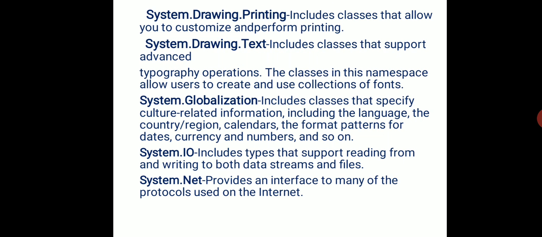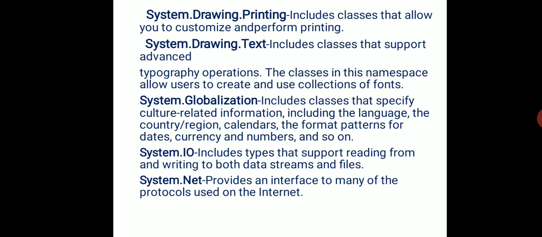So next one is System.Drawing.Printing. It includes classes that allow you to customize and perform printing. For printing also you will have to include a system library, that is System.Drawing.Printing. And next one, System.Drawing.Text. It includes classes that support advanced typography operations. That means the classes in this namespace allow users to create and use collections of fonts. If you are using text, you will have to use some fonts, so it will give you a variety of fonts.